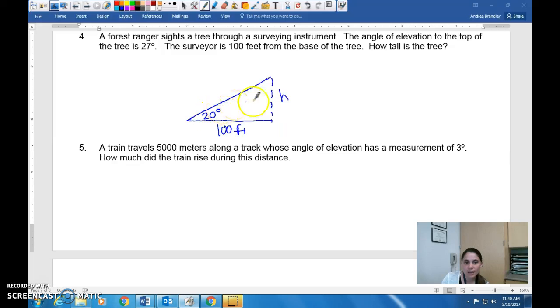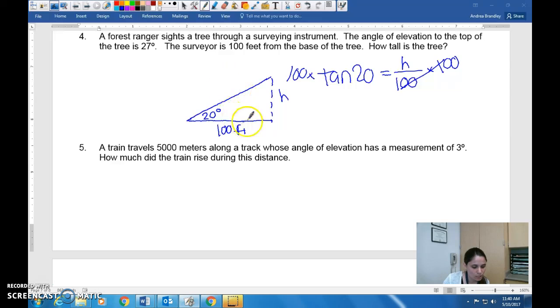So this time I have opposite and adjacent again, so I'm going to use tangent again. So the tangent of 20 degrees is equal to the opposite, which is h, over the adjacent, which is 100. So to get h by itself, I'm going to multiply by 100 on both sides. And the height equals 100 times the tangent of 20. So in my calculator, 100 times the tangent of 20 is 36.4. So the tree is about 36.4 feet tall.